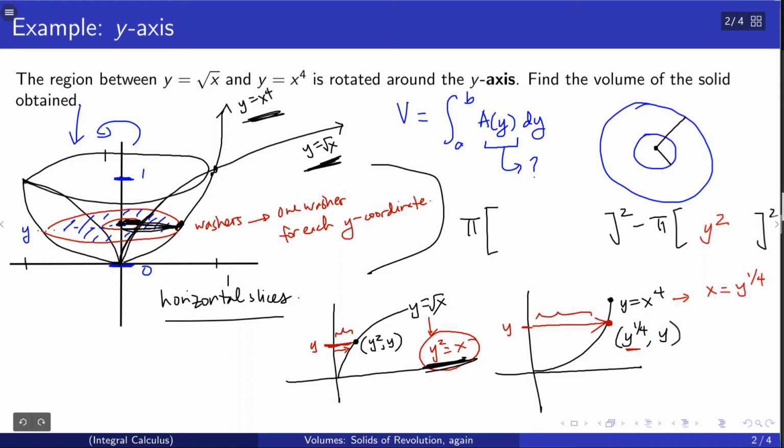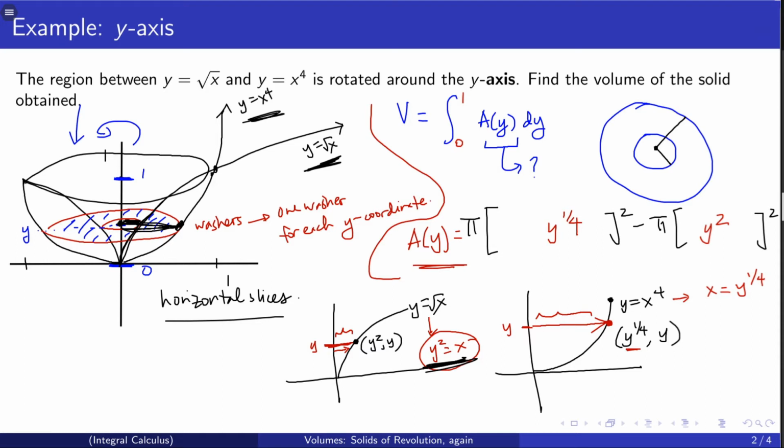And you just plug them in. And this is your area function. Right? And again, I'm not going to compute this integral anymore. But you have your area function. You just need to plug that into this integral and integrate from 0 to 1.